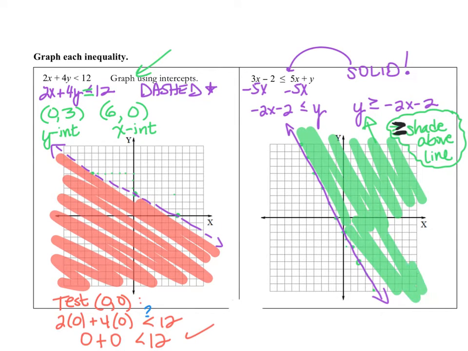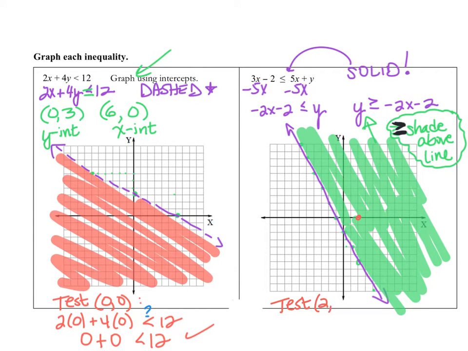Now, if you want to use a test point, that's fine. You can always use a test point. I'm going to go ahead and check it just to make sure that you understand what's happening. (0, 0) is not on this line either, but let's say it was. If I wanted to use a different test point, I might pick something like (2, 0). So (2, 0) is the point that I'm testing.